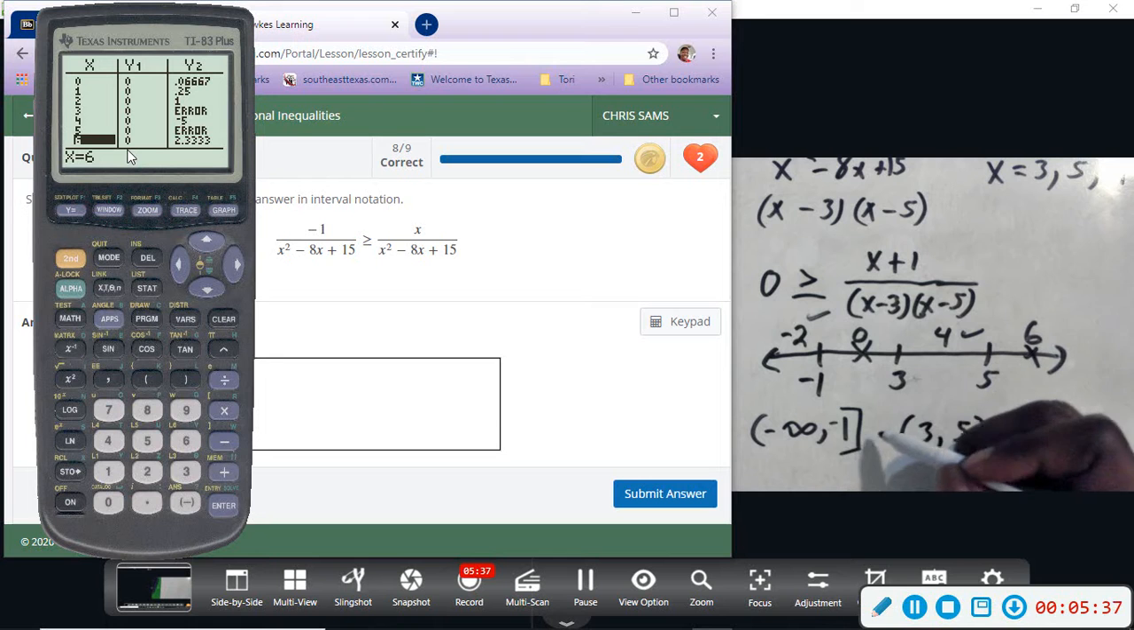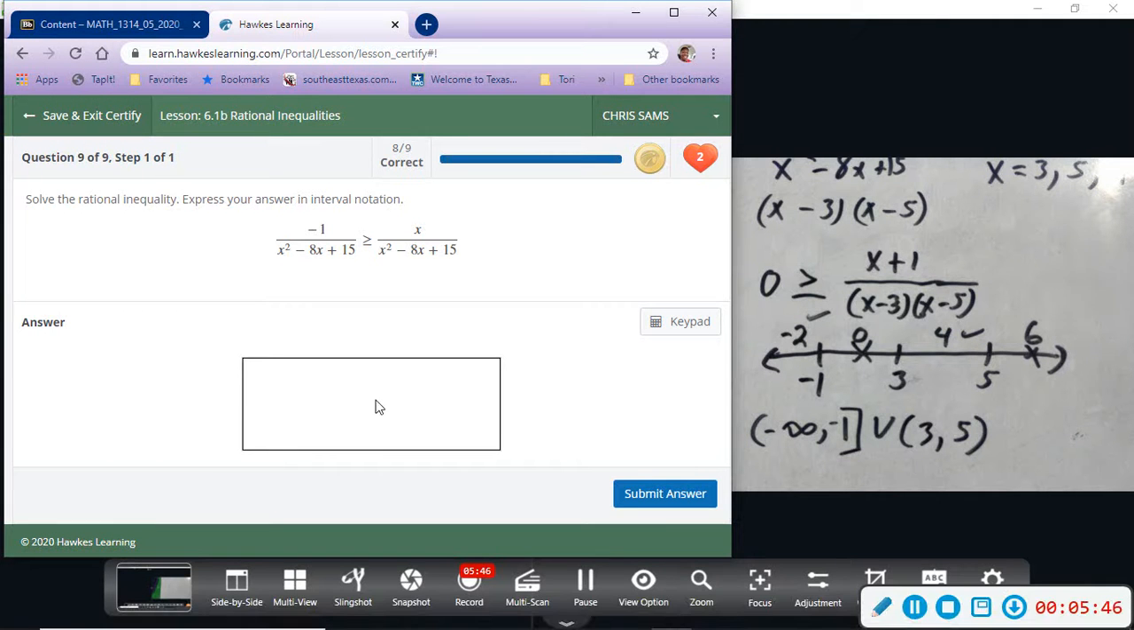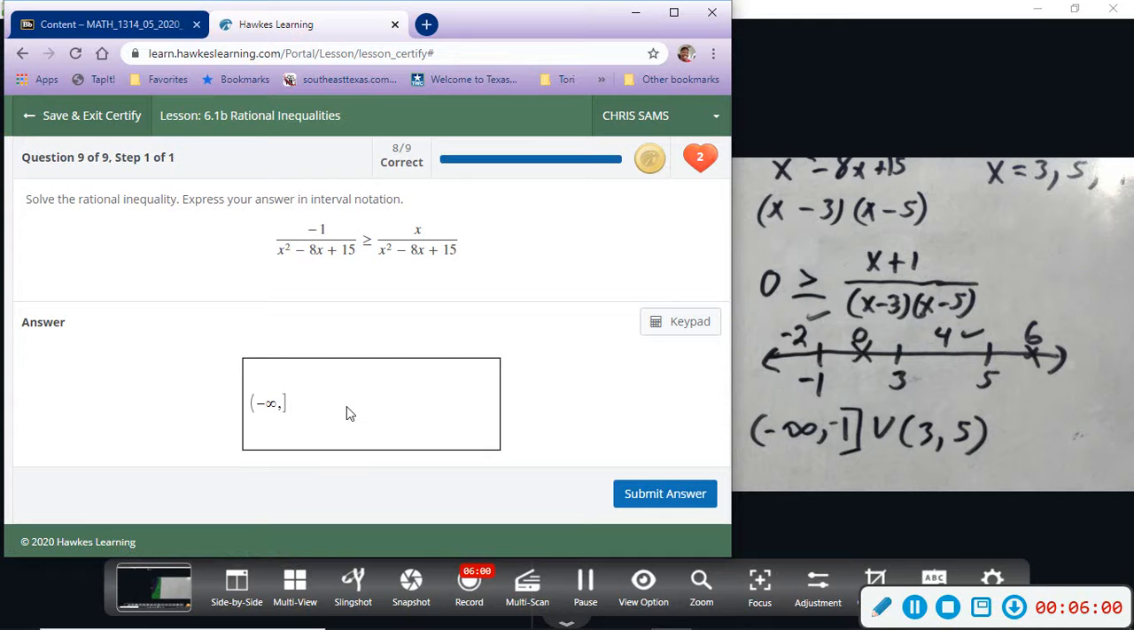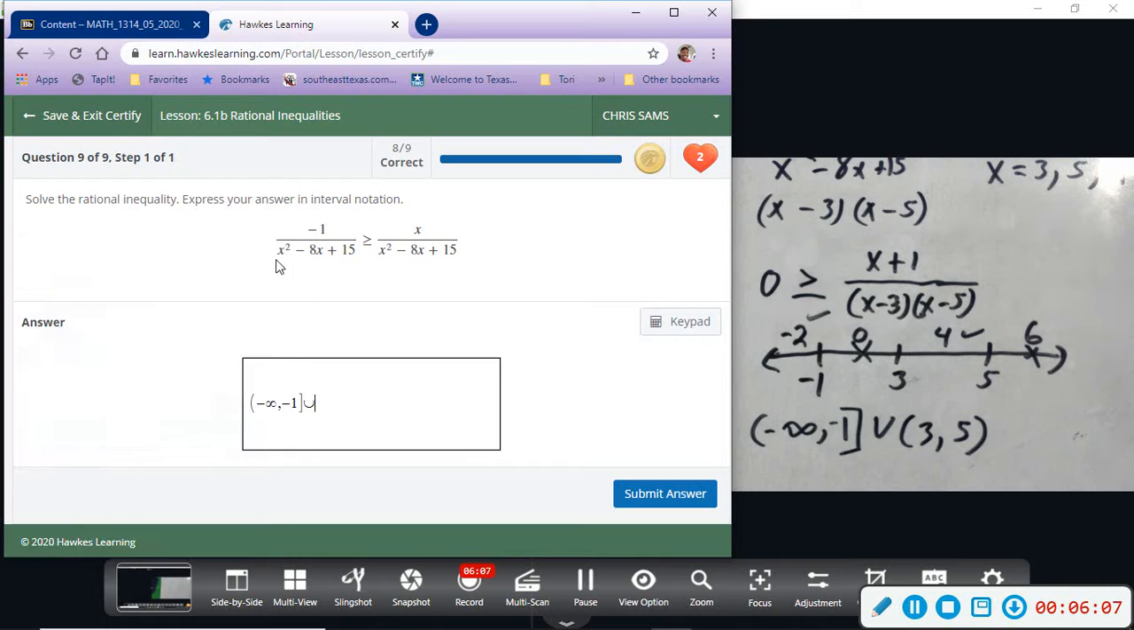Okay. So here's our solution: -infinity to -1 including -1, and then 3 to 5. So we need a half open interval, bracket on the right side, and we're going to do -infinity to -1, close it, union, and then 3 to 5.